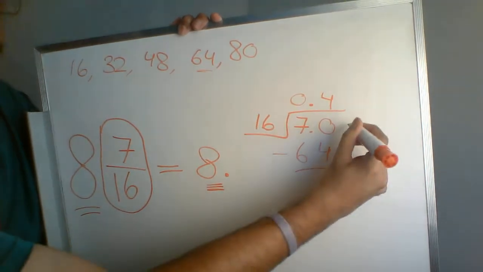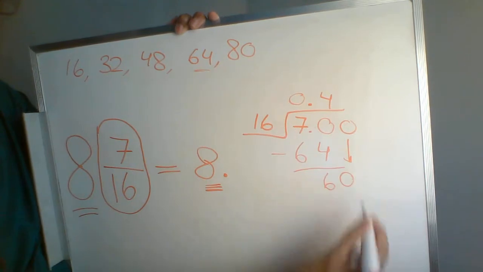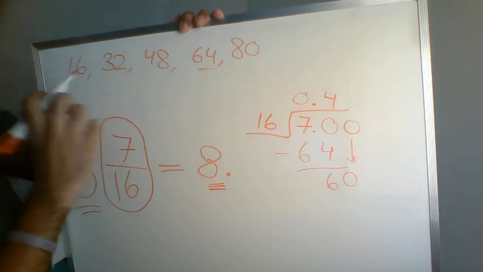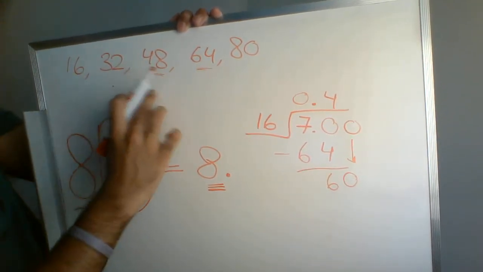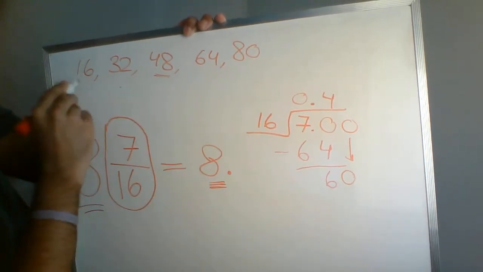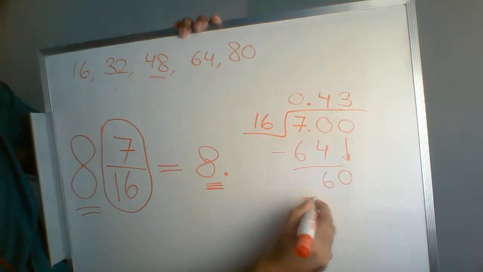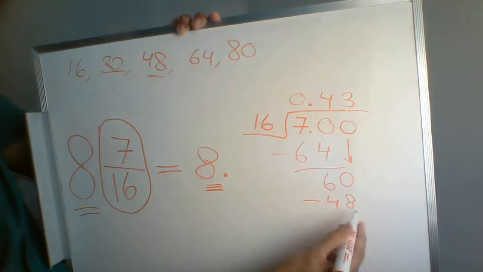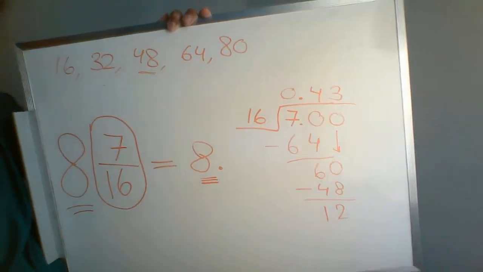Now our next thing is to add on an extra 0 and bring that down. So now we've got 60, and we can refer back to our counting by 16s up here. The last number that's smaller than 60 would be that 48 right there. So we're going to do 16 times 3, so that will be a 3 up there, and we'll do minus 48 down here, right? 16 threes are 48, and that's going to leave us with 12.